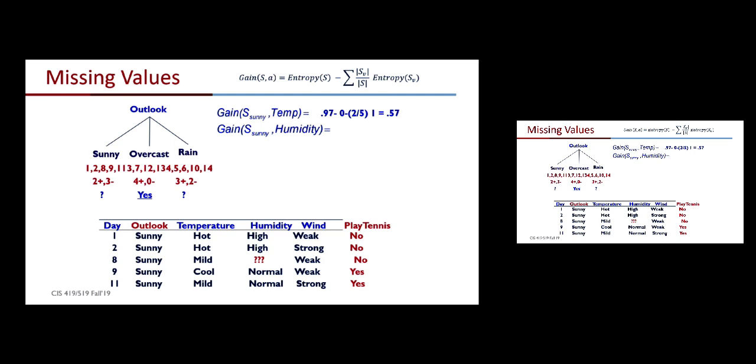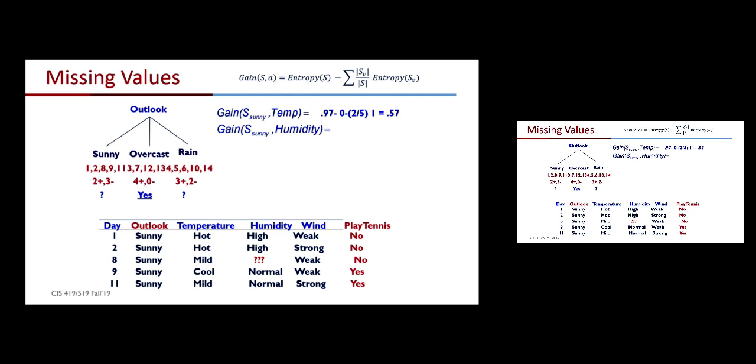for hot, it's very easy because both examples are negative examples. So the entropy contribution of this is going to be 0. For cool, 1 example, it's positive. The entropy contribution here is also going to be 0. For mild, I have 2 examples. 1 is no, 1 is yes. So the entropy contribution here is going to be 1. So therefore, you look at the computation up there, it's 0.97.